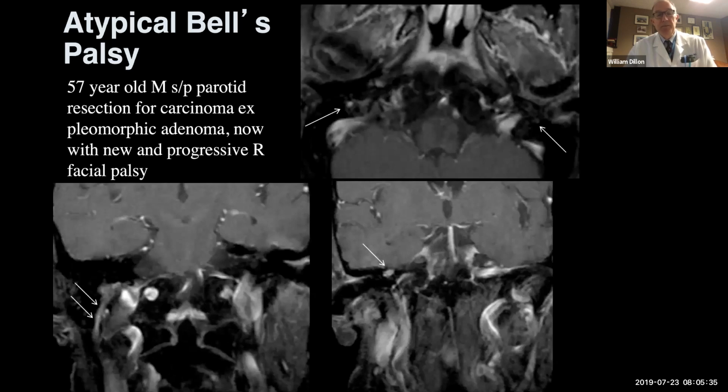So here's an example of a patient with atypical Bell's palsy. He had a former parotid resection for carcinoma ex pleomorphic adenoma, and now presents with new progressive right facial palsy. And indeed, when we scan with a coronal MR, we see abnormal enhancement coursing up along the facial nerve just above the cochlea, all the way back into the temporal bone. Here it is enlarged on the left and normal on the right.